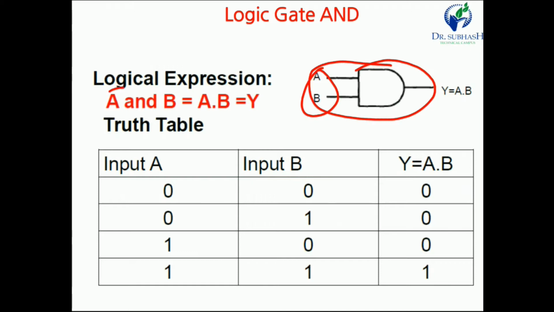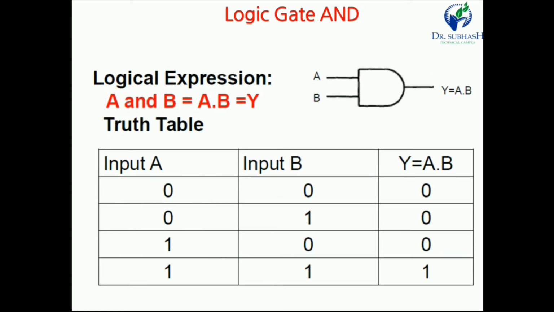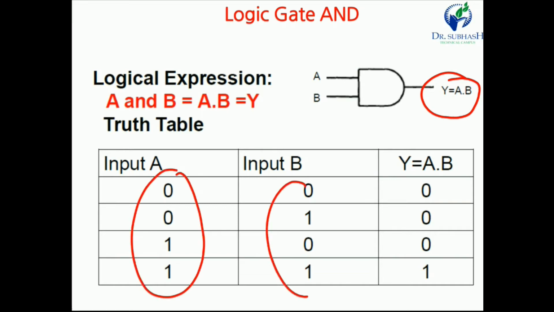Here A and B are the inputs, and this AND indicates the AND logic. Whenever we put it in an equation, it is A dot B. This dot indicates the AND operation and Y is our output, so we can say that Y is equal to A dot B. Whenever we write this logic in a table, it is known as a truth table, with input A condition, input B condition, and Y, which is nothing but Y equal to A dot B.